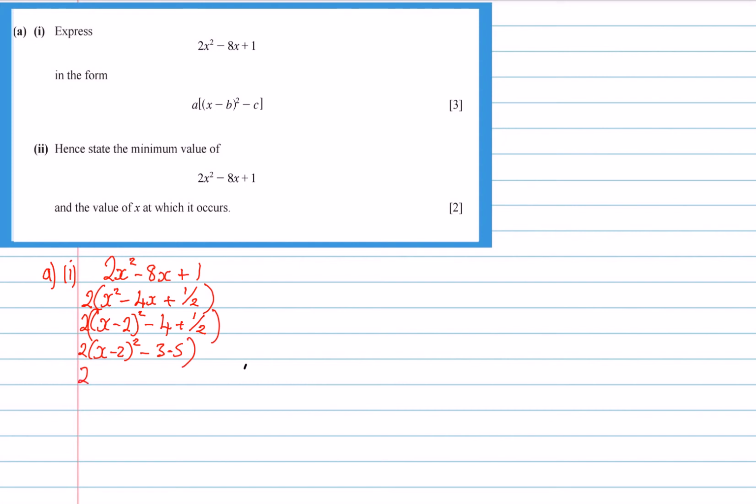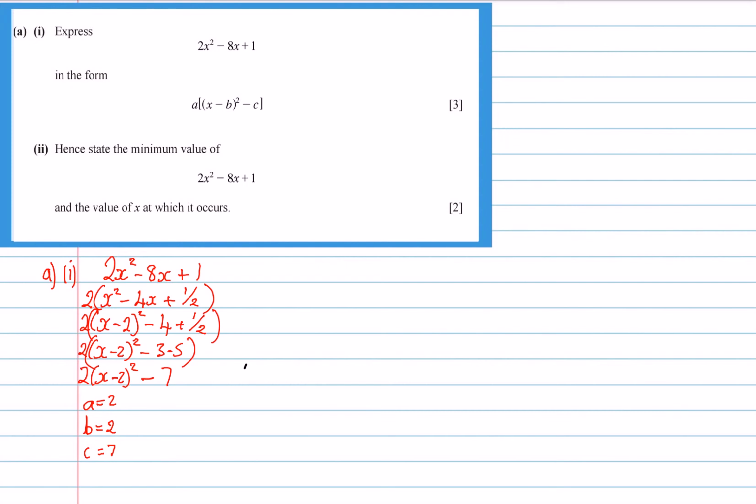which is 2 upon x minus 2 all squared minus 7. So now we have it written in the form as requested here. We know that a is equal to 2, b is equal to 2, and c is equal to 7.